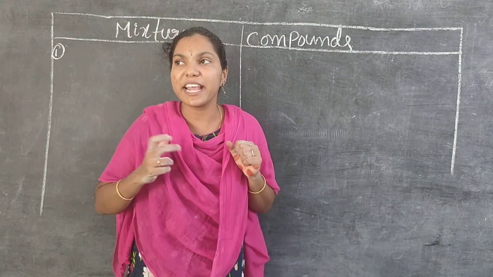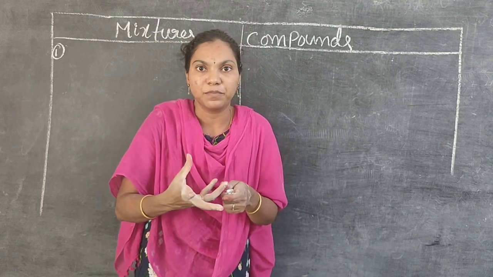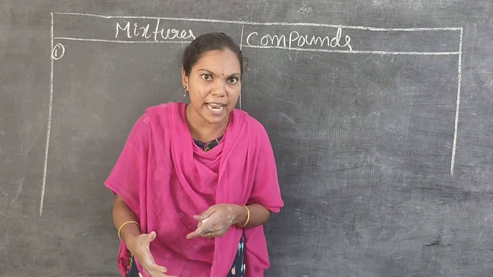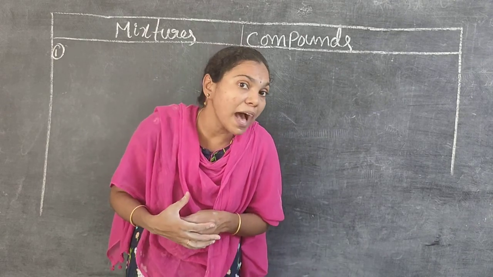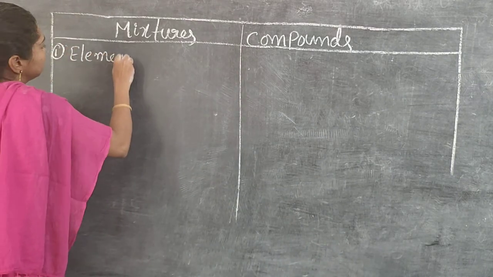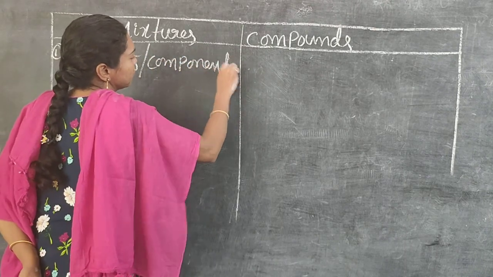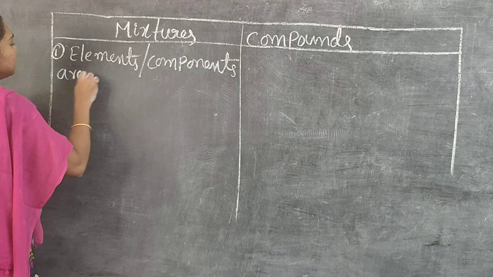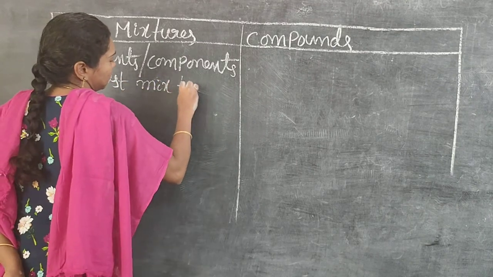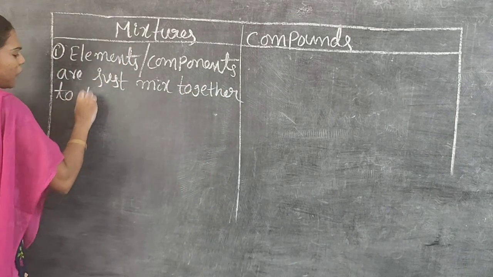For example, take soil and water. Both are mixed together. That is also called a mixture. It is a heterogeneous mixture. Elements or components are just mixed together to form a mixture.